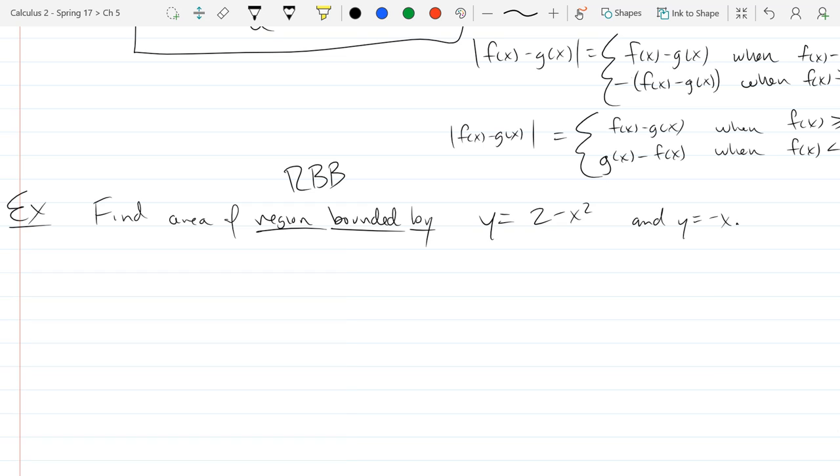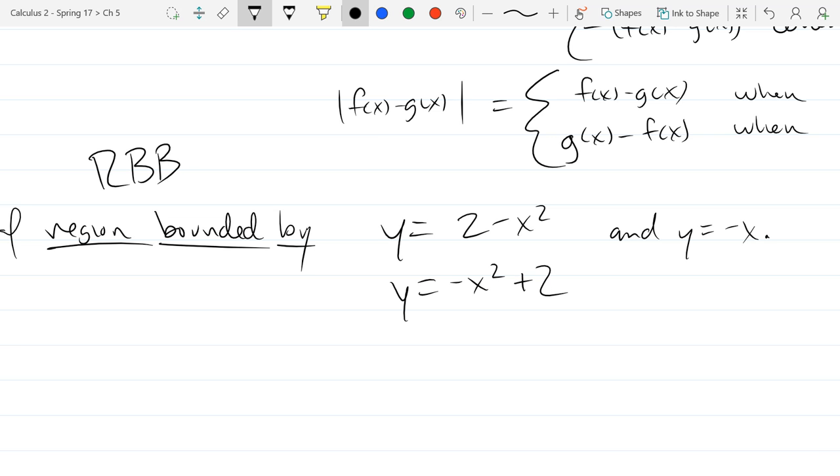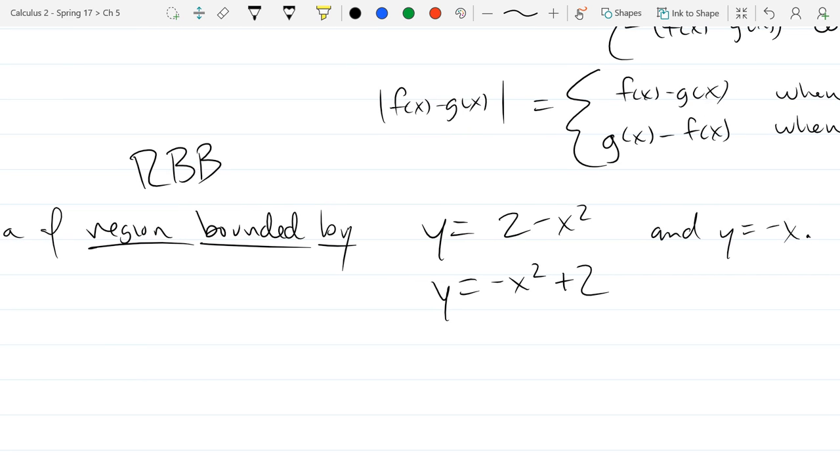So go ahead and graph these two equations. They should be pretty easy to graph. You can flip this first quadratic around: negative x squared plus 2, so it's a sad parabola shifted up 2. And the second function is just a line, slope negative 1, intercept 0. You can graph that very easily. So graph them out and figure out what region we're talking about. Hopefully there's one obvious region that's bounded.